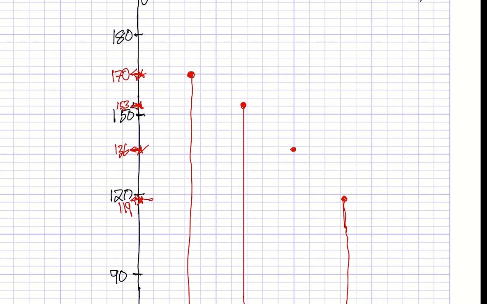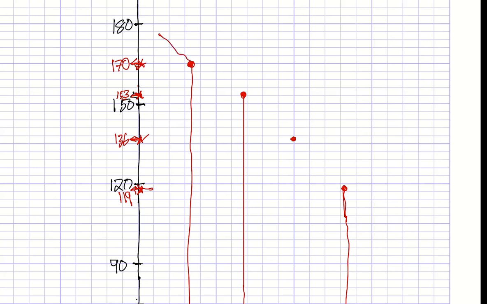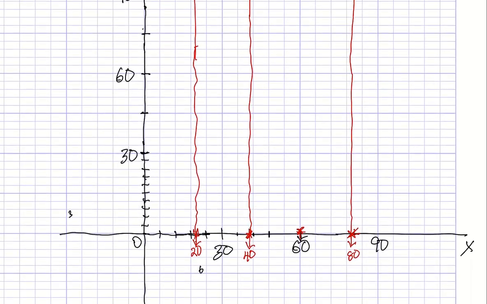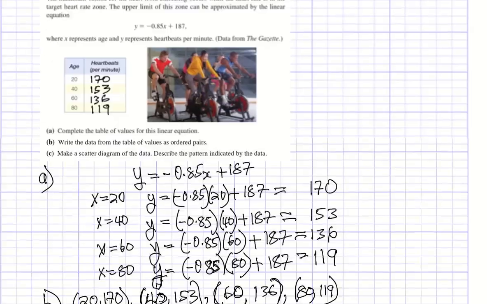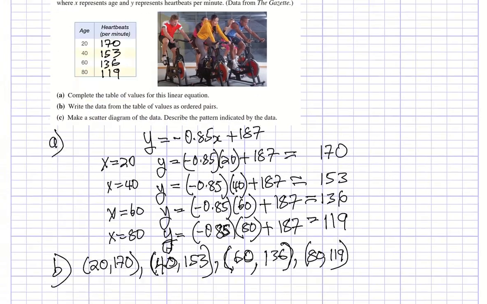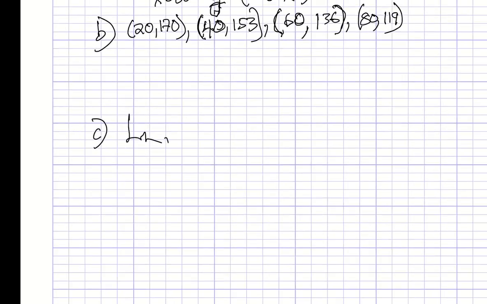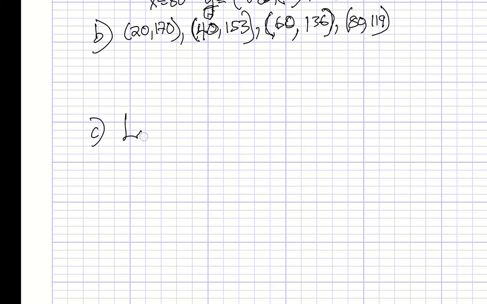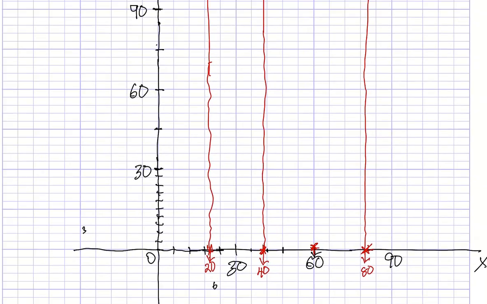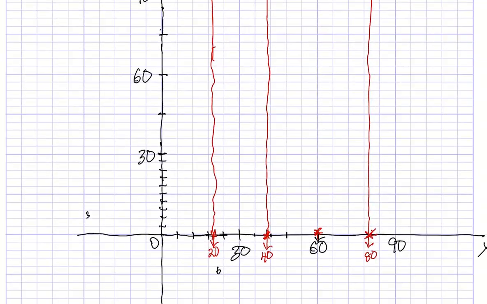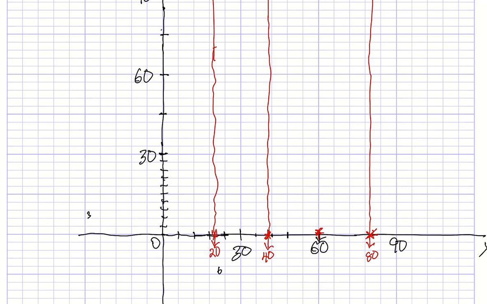Okay, you see? The points trace a line. It's kind of straight. Maybe we made a little mistake. So it's linear. What they ask us is to make a scatter diagram and describe the pattern. It's almost linear. So we say it's linear. Alright, so we're done with that. I took my time to draw the perfect diagram, okay? So we're done with that.